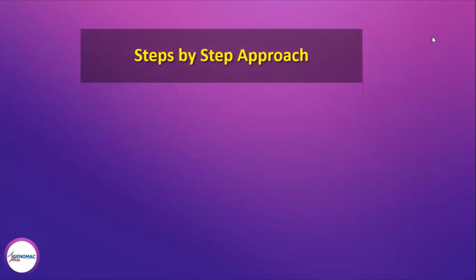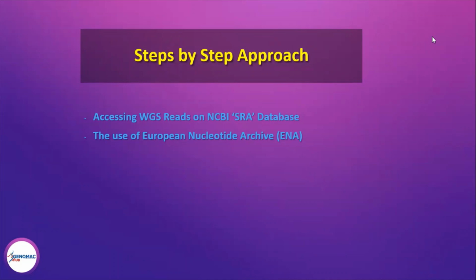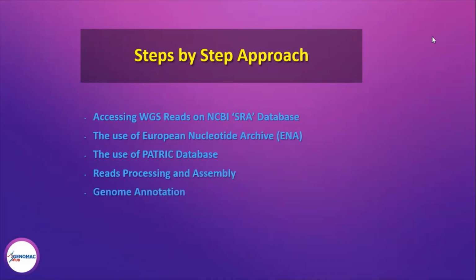So in the last section, we've been able to do a step-by-step approach in exploring comprehensive and functional genomics. We've been able to access WGS reads on the NCBI database. Then we used the European Nucleotide Archive to view samples unique to the accession number that we copied from the NCBI SRA database, and used the PATRIC database for reads processing and genome assembly. In the next video, we explore genome annotation.